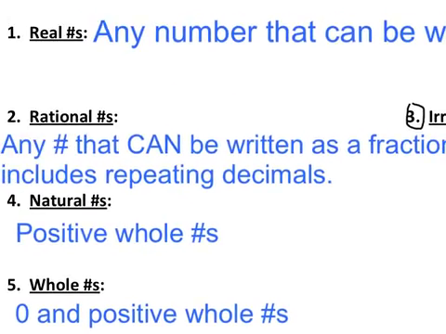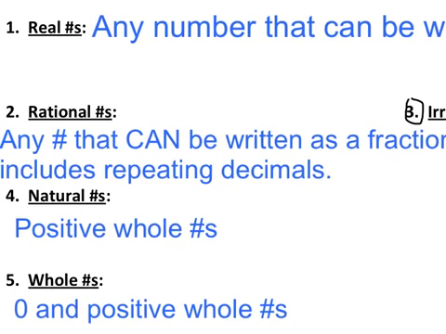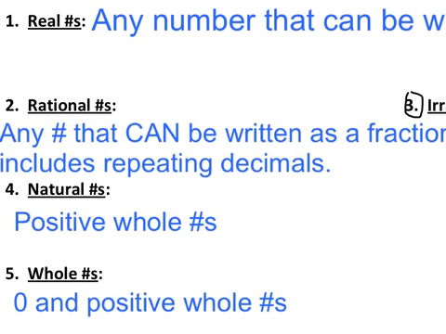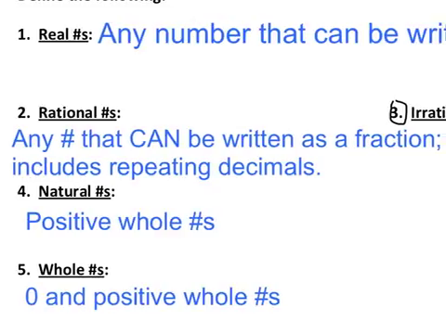Alright, so rational number. This is any number that can be written as a fraction, and it includes repeating decimals. Here's the main thing: within rational, we have the word ratio. Ratio is the same thing as a fraction.